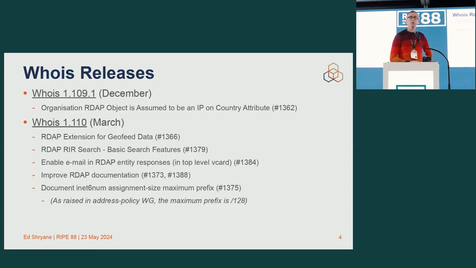The first 2 releases were focused on RDAP improvements. RDAP is a more modern alternative to querying the RIPE database, and we feel it's important to keep up to date with draft standards that are coming along, and also to be compatible with the other RARs. So a range of improvements there, including improving the documentation, so it's easier to understand. Also, as pointed out in the address policy working group, we did not document maximum prefix size in the help text, so that's now fixed.